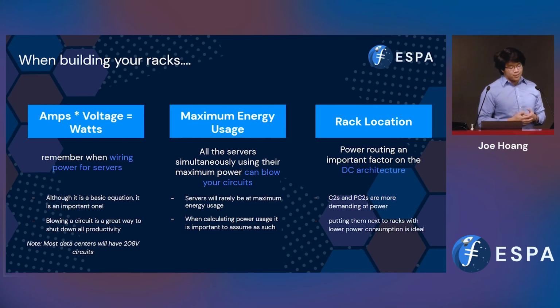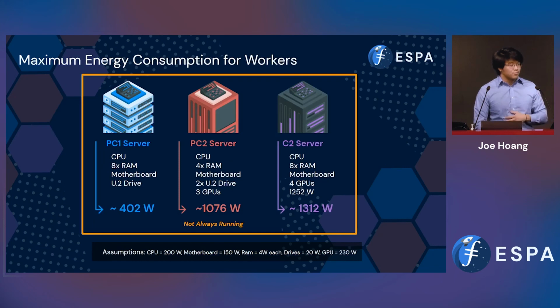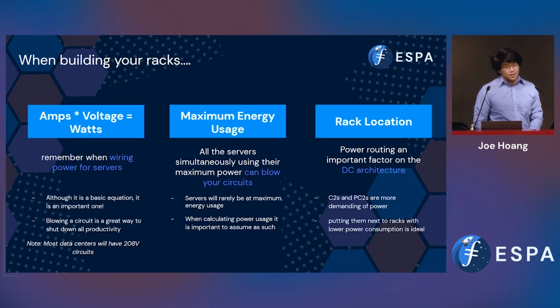For example, if you remember our PC2 servers and C2 servers, both over 1,000 watts each. If you cram all of them into a single rack, it may not be able to support that much. So what you can do is provision it so that it's next to a different server or a different rack that doesn't have as power-hungry servers, and you can power route from one to the other to power your servers.